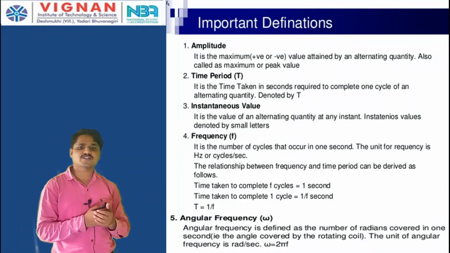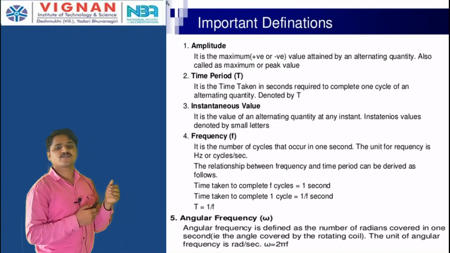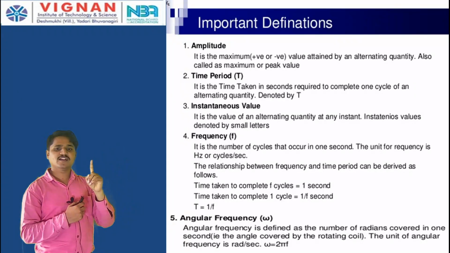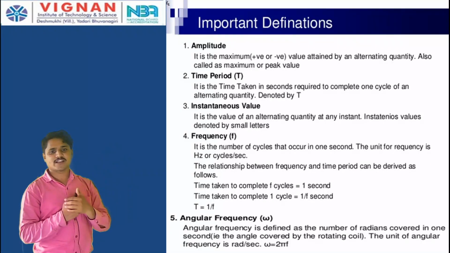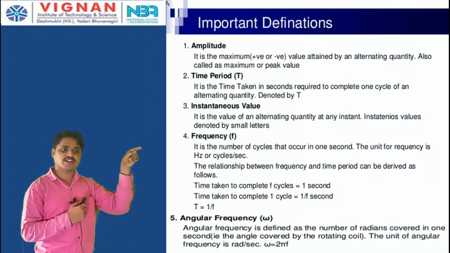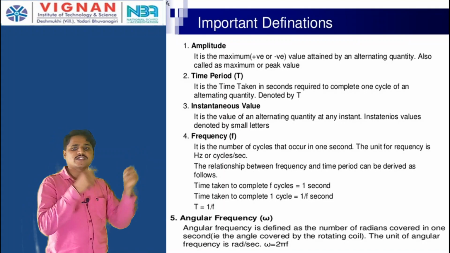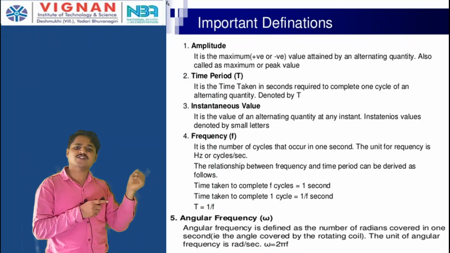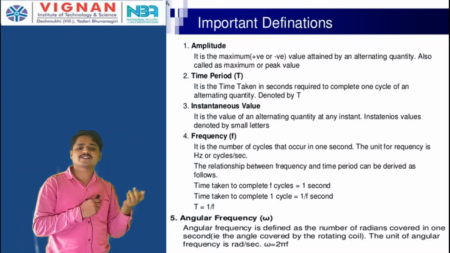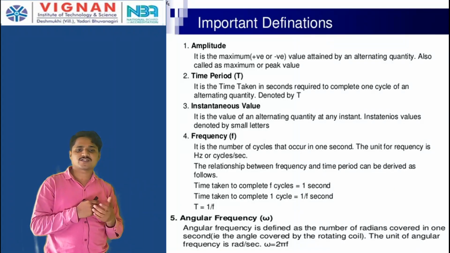The relationship between frequency and time period can be derived as follows. How much time is taken to complete one cycle? f cycles take 1 second, where f is the frequency. So, the time taken to complete one cycle is 1 by f second. Therefore, time period T equals 1 by f. That means the time period is the reciprocal of frequency and vice versa. So, T is equal to 1 by f, or f is equal to 1 by T.